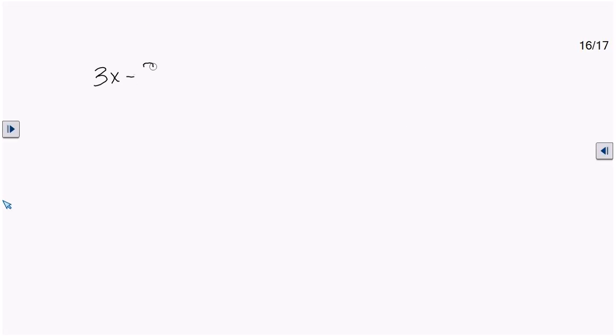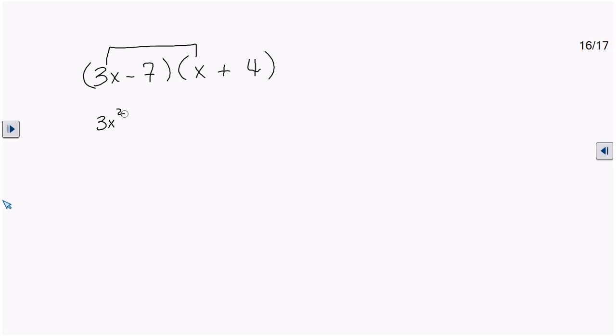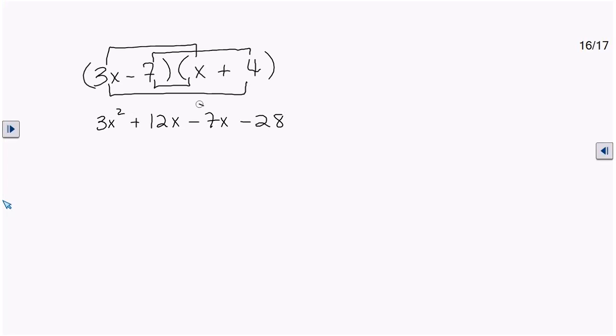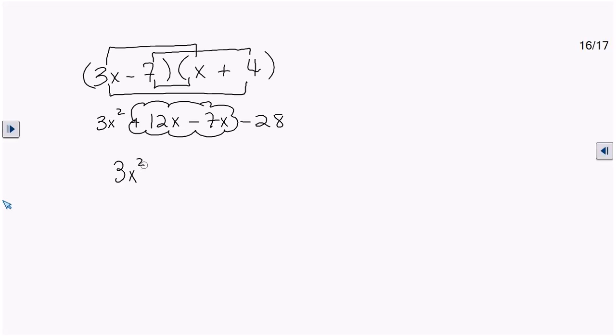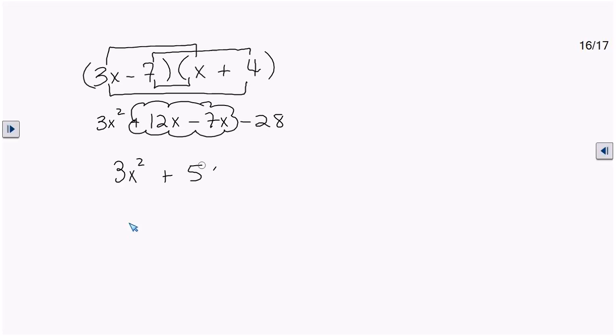3x minus 7 times x plus 4. First, 3x times x is 3x squared. Outside, plus 12x. Inside, minus 7x. Last is negative 28. These two usually combine. 3x squared, plus 12x minus 7x is 5x, minus 28.